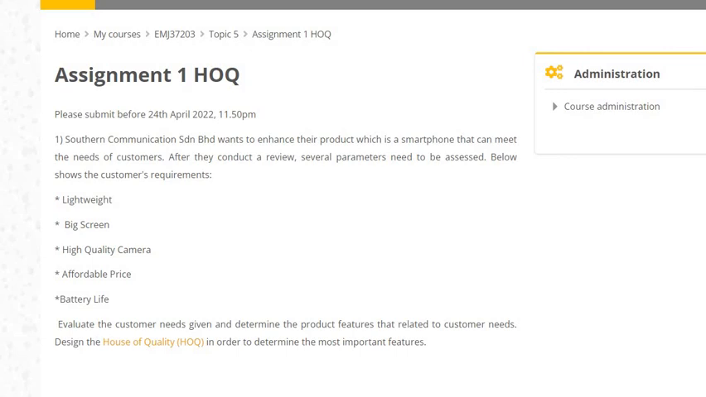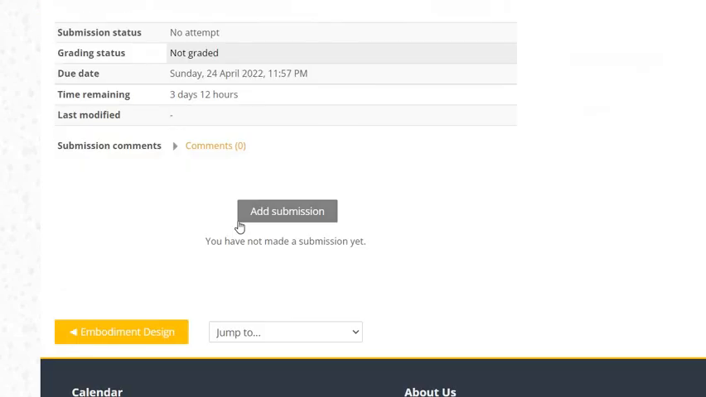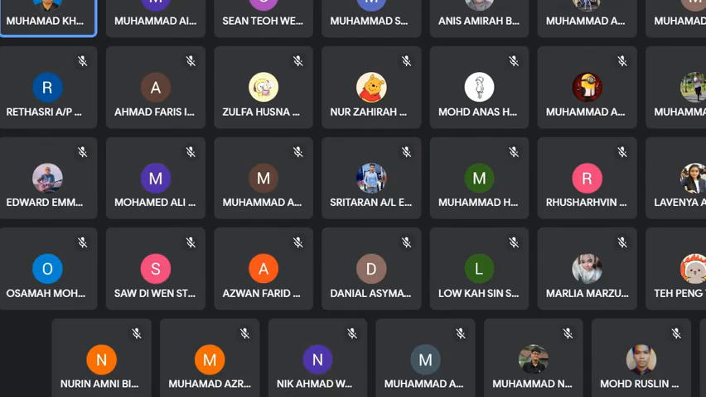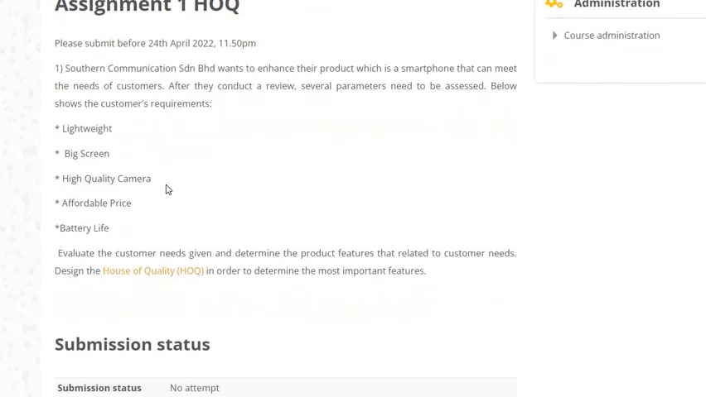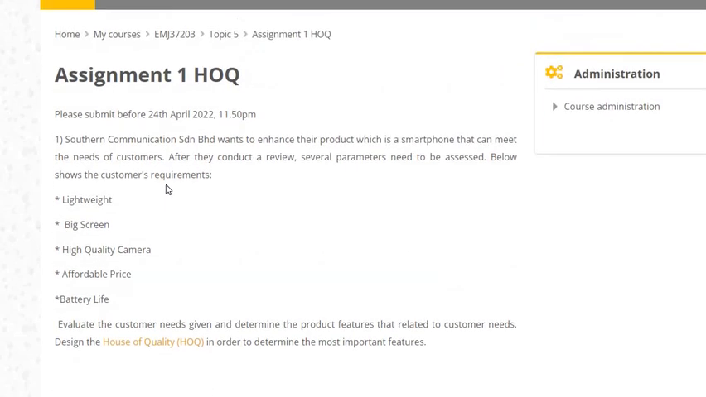Alright, thank you. Okay, welcome. Anything else? Clear? Okay, class. If all of you are clear, is it to cover until embodiment design or just until here?